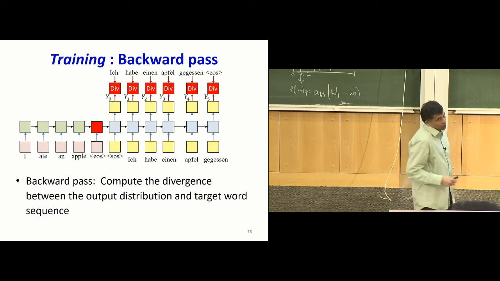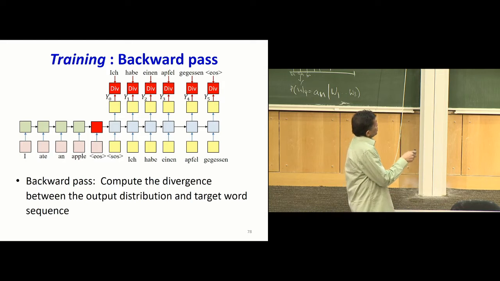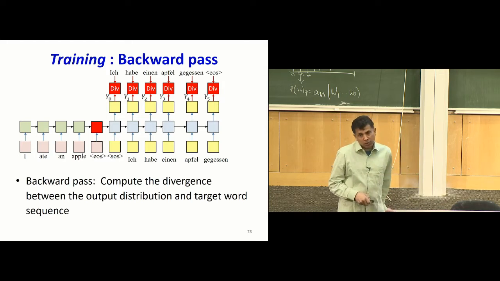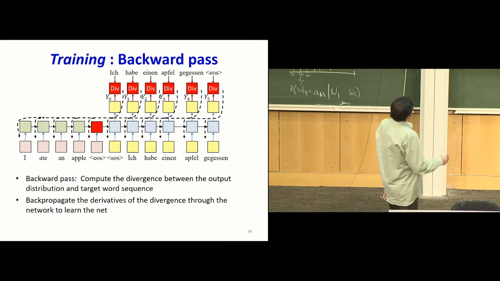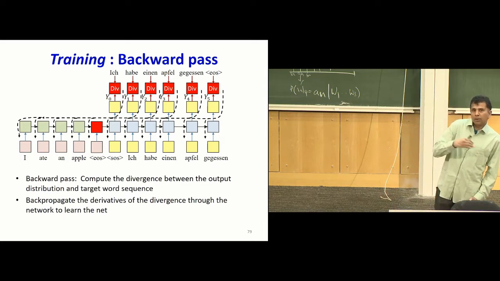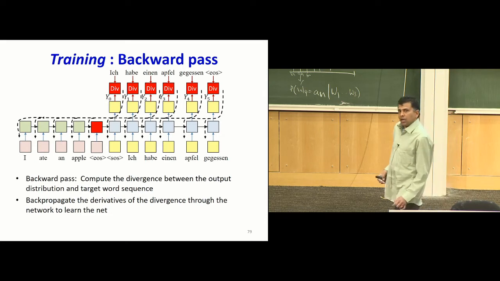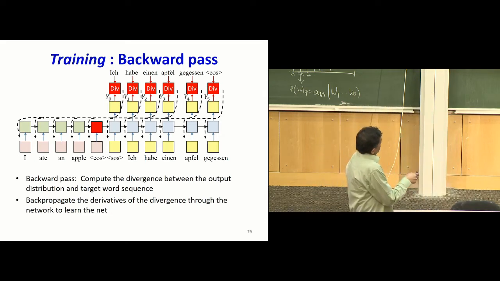So this is just like what we saw when we were learning the language model. And now you can compute the divergence between the sequence of probability distributions output by the model and this target sequence of words, which is just the input sequence shifted by 1. And derivatives of that divergence can be propagated backwards through the network to learn all of the parameters of both the decoder and the encoder.